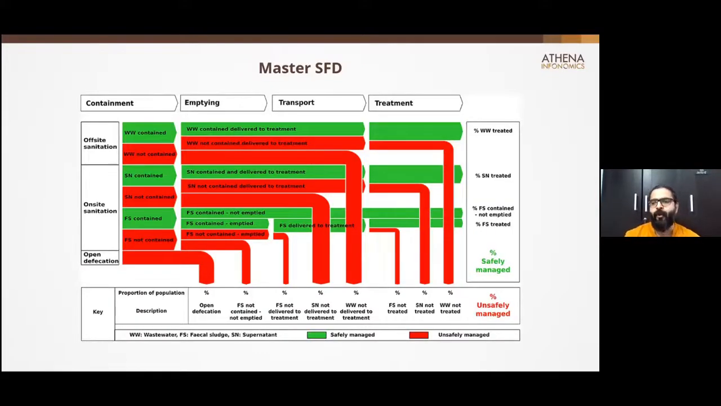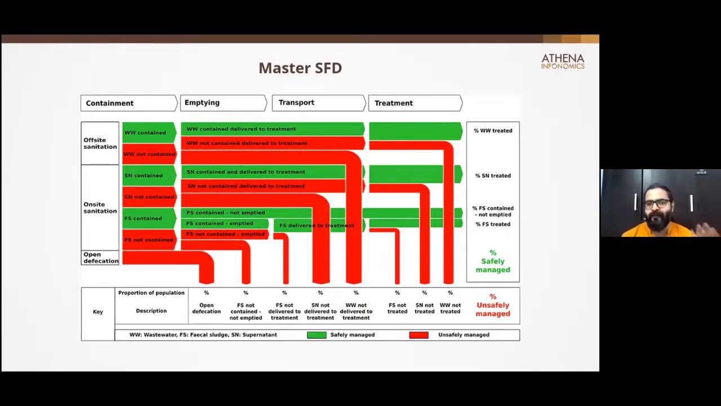So this is how a shit flow diagram looks like. I think quite a few of you must have already seen this red and green arrow kind of graphic. This is what we call the master SFD. Just to give you some idea what you are seeing in front of you, this is the graphic, which is the end result, the SFD for a town.